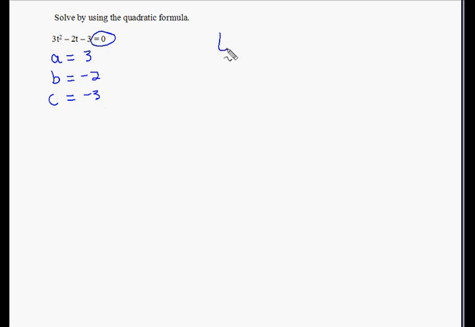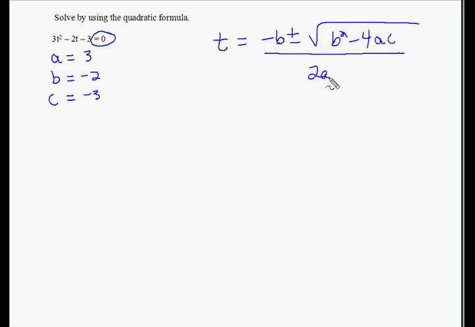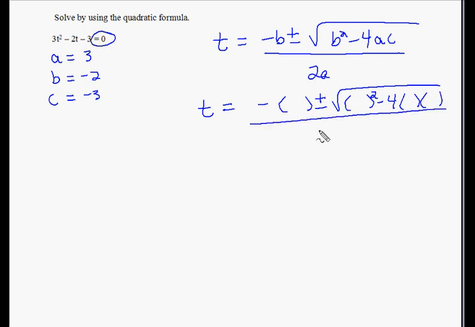The formula, this time saying t equals, the opposite of b plus or minus the square root of b squared minus 4 times a times c, all divided by 2 times a. So we're going to take where there's a variable and replace it with parentheses, and then we'll put in the correct value. These parentheses inside the square root are extremely important because when you square this number, regardless if it's positive or negative, it will be a positive answer.